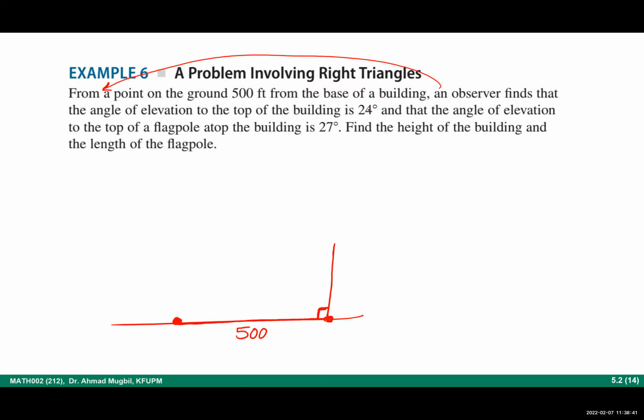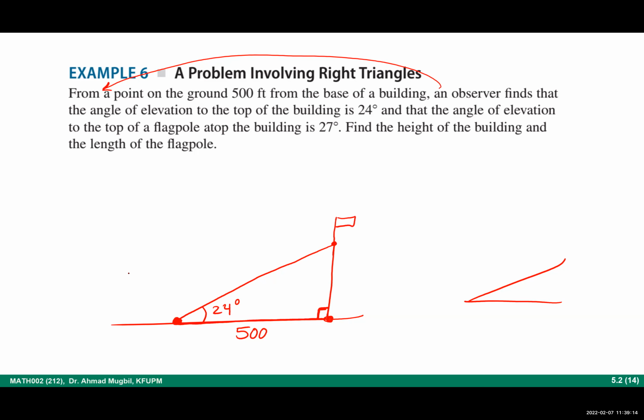Finds that the angle of elevation. So we will draw the angle of elevation. You know angle of elevation, it could be like this. So we will draw the angle of elevation to where? To the top of the building, which is what? 24 degrees. And the angle of elevation to the top of a flagpole atop the building is 27 degrees. So here at the top of the building, we have a flagpole.